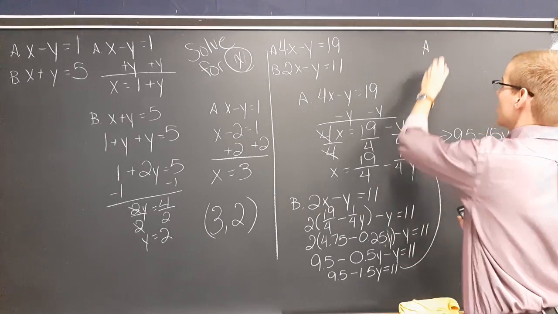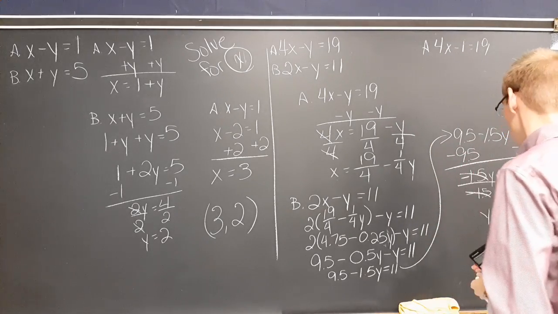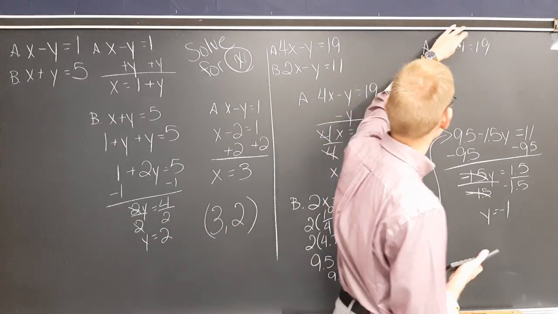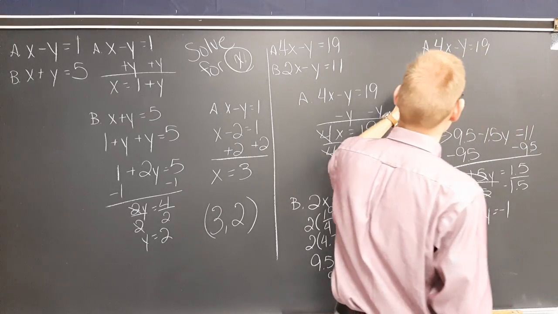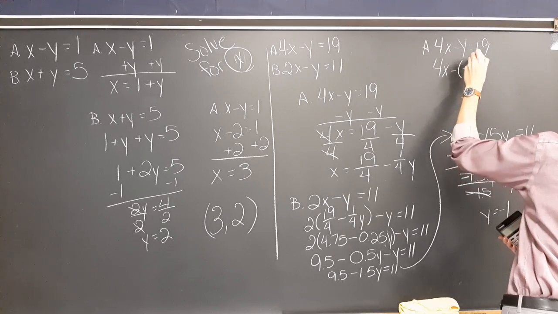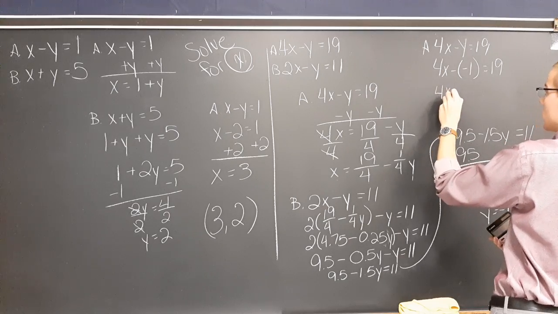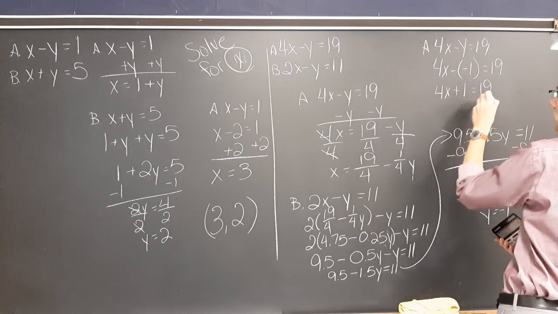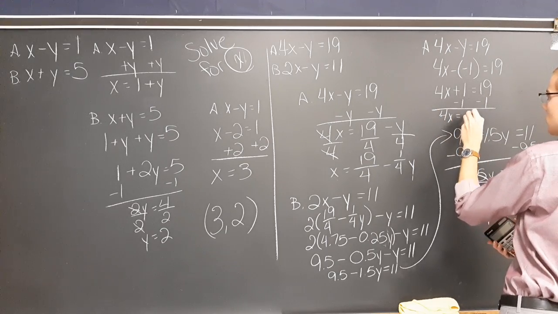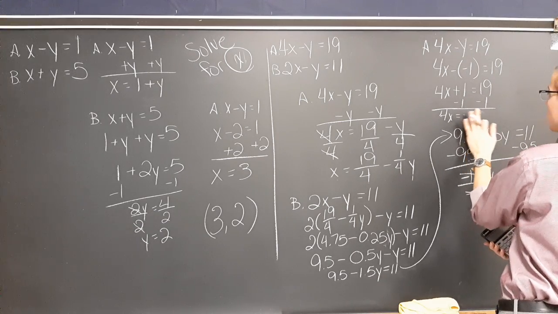And we have 4x minus 1 equals 19. And our y is negative 1. Let's plug that into there. 4x minus negative 1 equals 19. 4x plus 1 equals 19, minus 1, 4x equals... no, 19 minus 1 is 18.